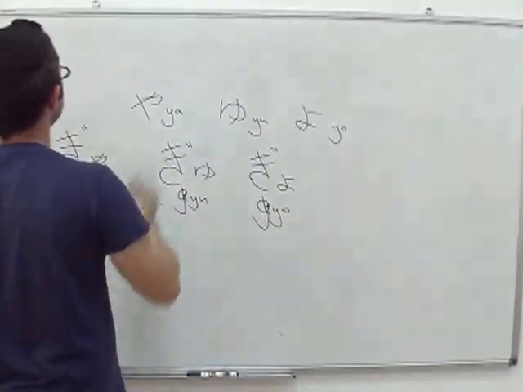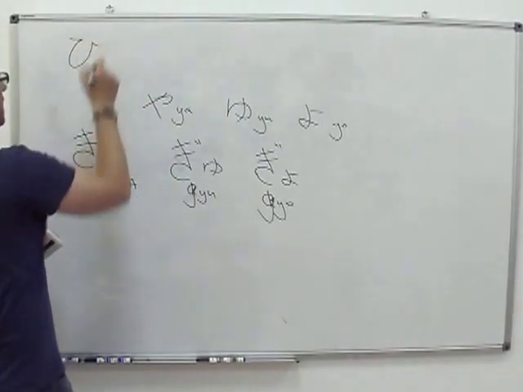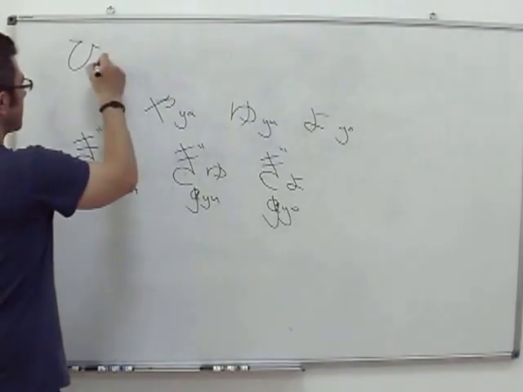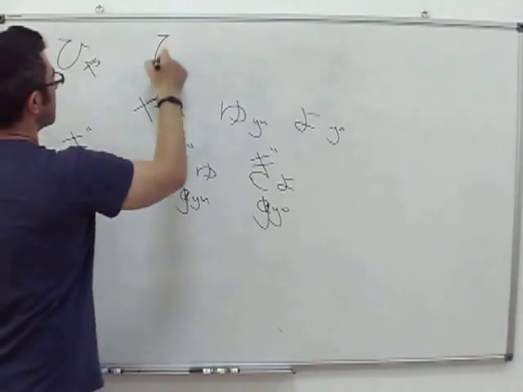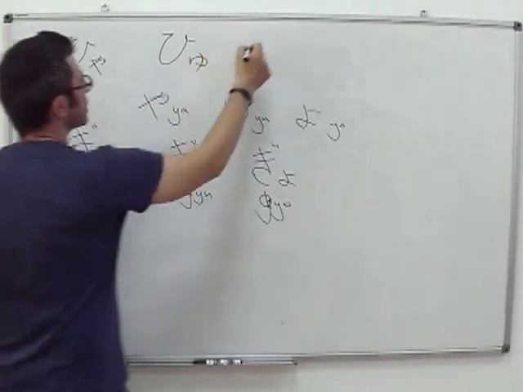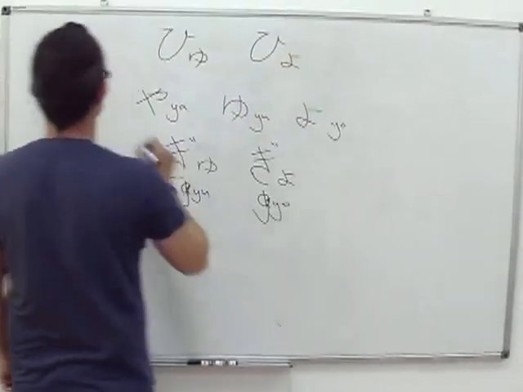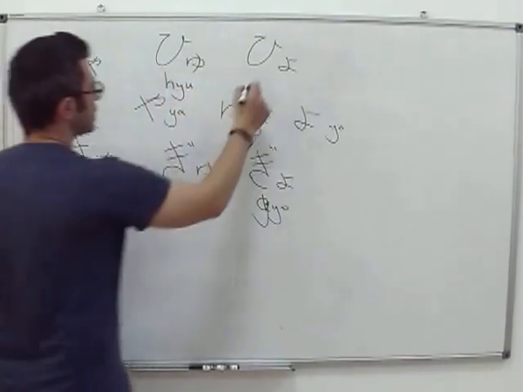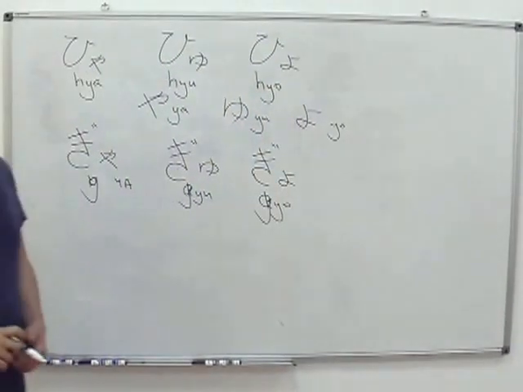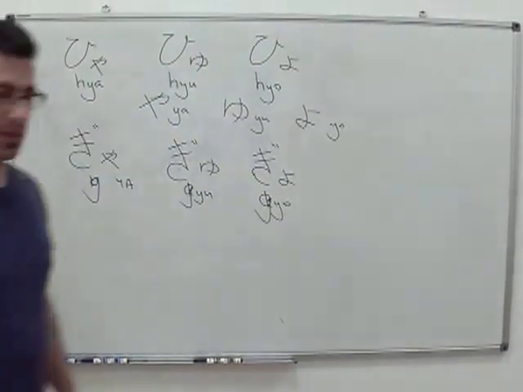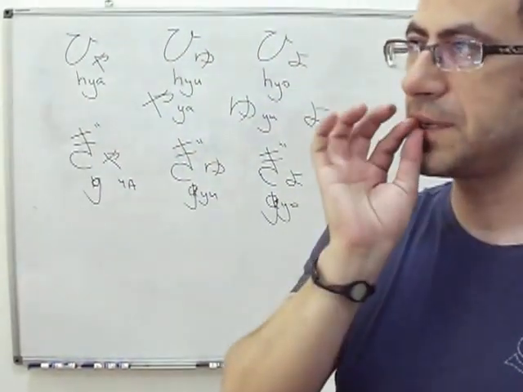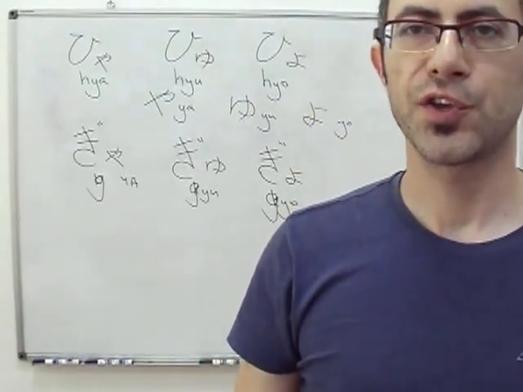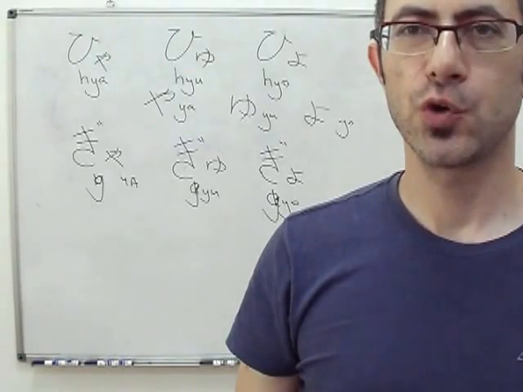From ha, hi, fu, he, ho, we have the E sound he. Hya, hyu, hyo. Hya, hyu, hyo. Like the breath is going out. Hya, hyu, hyo. Hya, hyu, hyo.